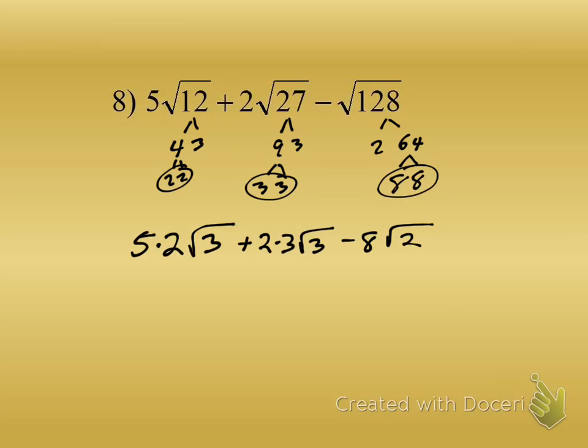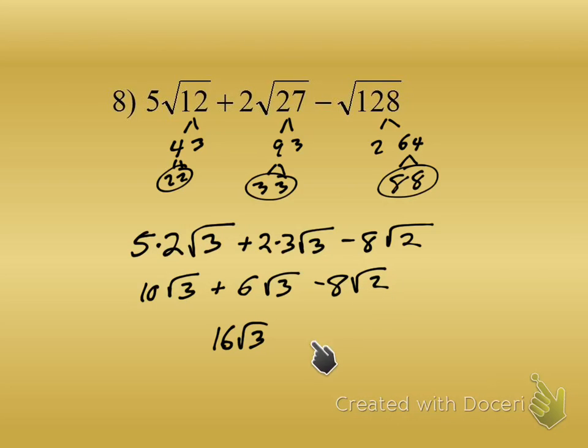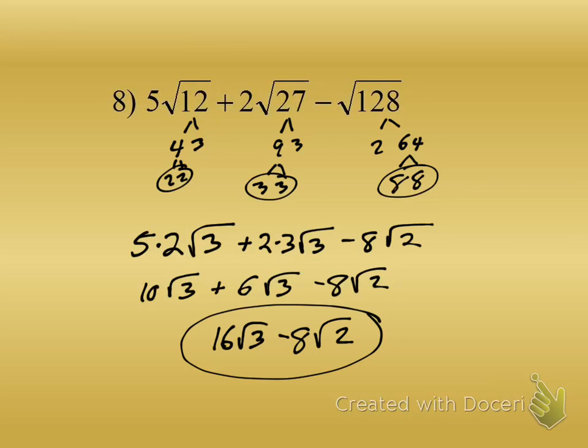So then we multiply where we can. 5 times 2 gives you 10. 10 square root of 3. 2 times 3 gives you 6. Square root of 3. Minus 8 square root of 2. And then combine like terms where you can. So we're going to go 10 plus 6 gives us 16 square root of 3. We don't have another rad 2 to combine with this one, so just bring it on down. Minus 8 rad 2. The end.